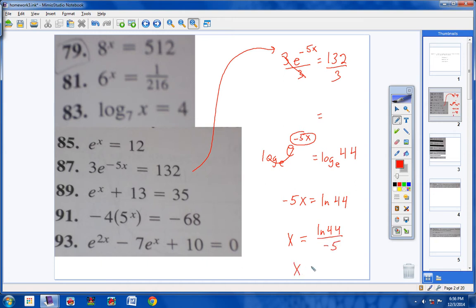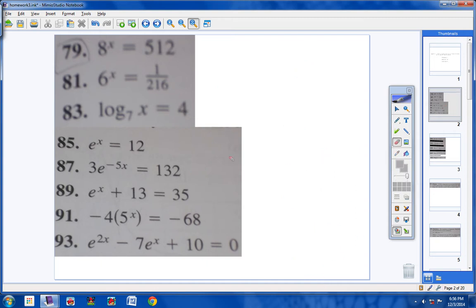So your answer would be, here we go, natural log of 44, enter, divided by negative 5, enter, and you will get negative 0.757. Rounded correctly, negative 0.757. All right, that was number 87. Let's go ahead and take a look now at number 89. Number 89, let me get a drink here real quick. And here we go, number 89.